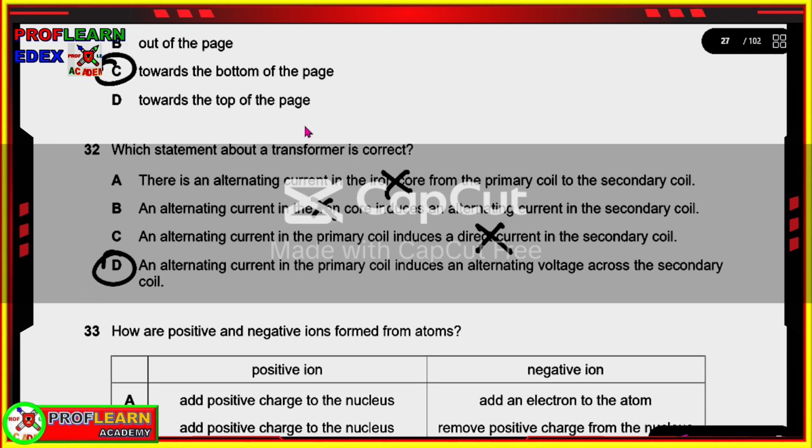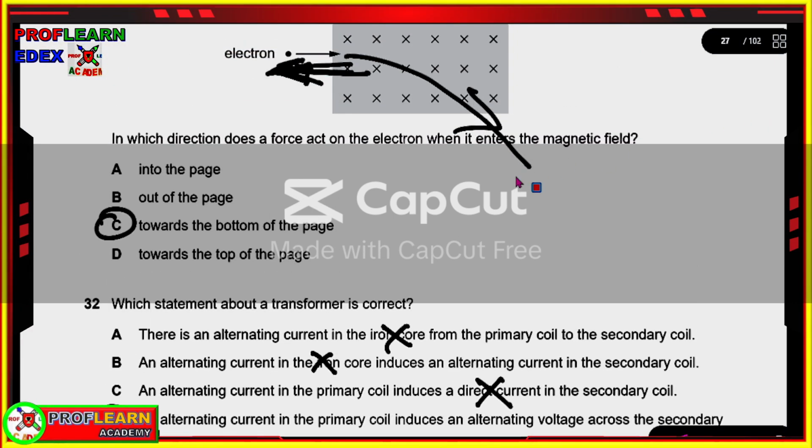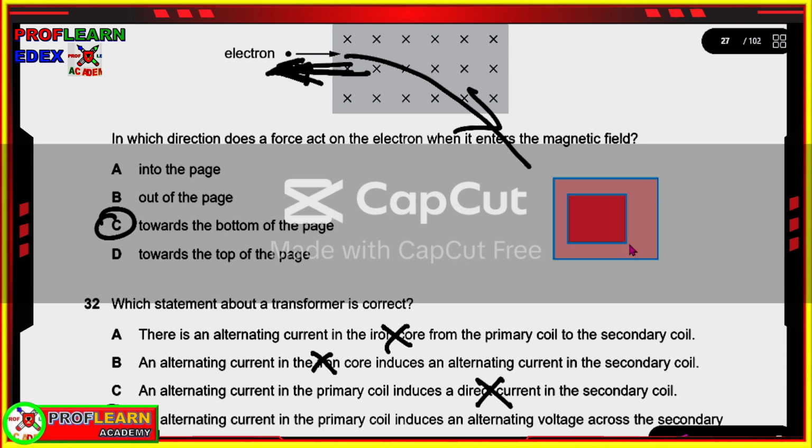I've already made tutorials about transformers. In this case, let me just mention what happens. This is usually the primary coil.